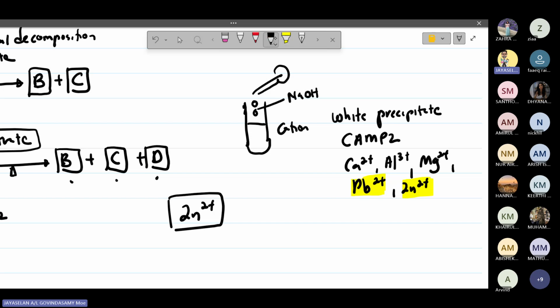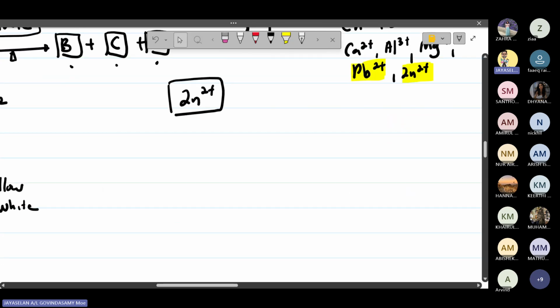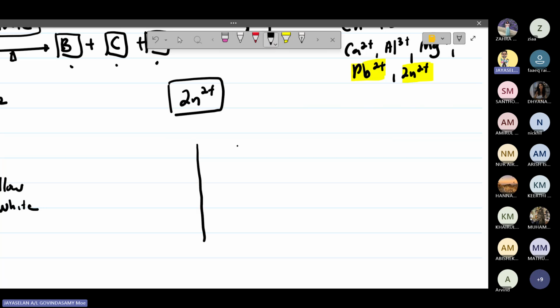Okay, now we do the test, confirmatory test for the zinc ion. We will do 2 times, you know. If you want to do the confirmatory test for zinc ion, ada dalam buku saya. First step, you take a test tube, you pour 2 cm power 3 of the solution that contains zinc ion. 2 cm power 3 saja.